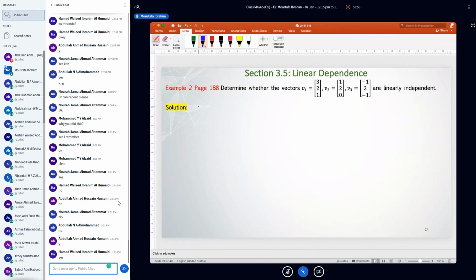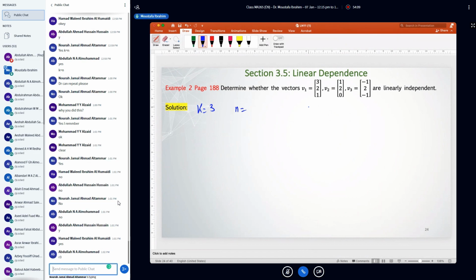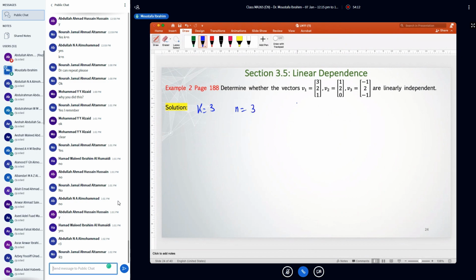By the way, this is the last one, guys. And then we are done. We have k equal 3. And so here, what is the vector space here? R3. So n equal to 3. K equal n. Very good. So let's see the determinant of v1, v2, v3. It's equal to 3, 2, 1, 1, 2, 0, negative 1, 2.